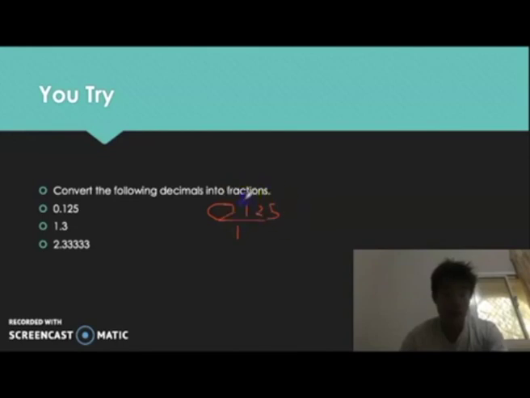We would have to move it over 1, 2, 3 places, which means we have to multiply the numerator by 1000 and the denominator by 1000. So we would get the fraction 125 over 1000, which when simplified would be 1 over 8.